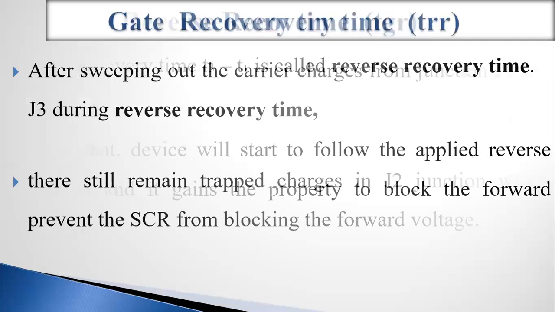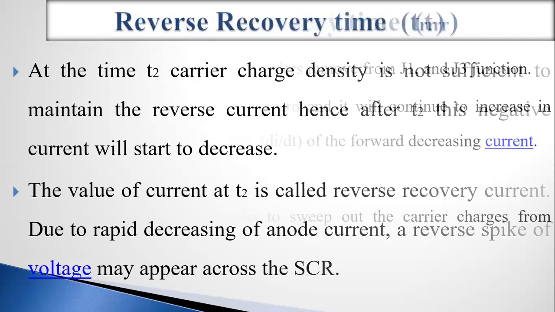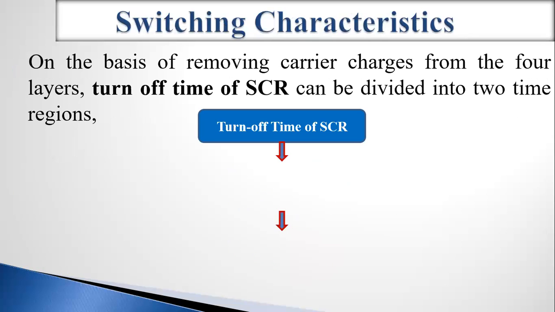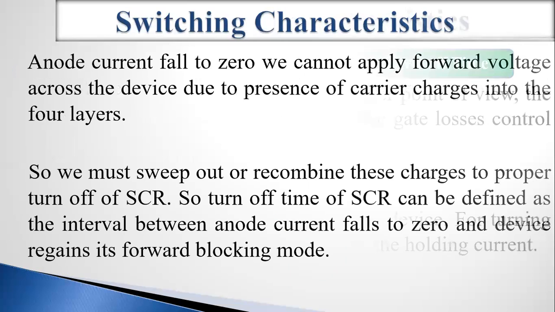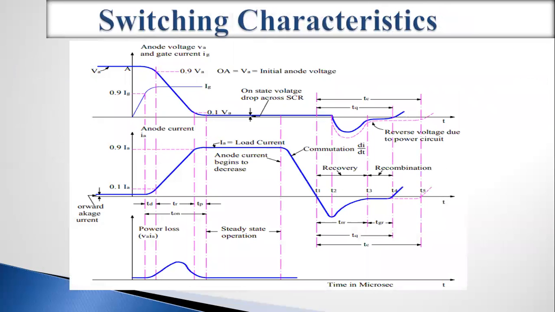Now, when we see the graph, we can understand it easily from the switching characteristic of the SCR. In this graph you can see it. Now we will discuss step by step the whole switching characteristic concept. In the switching characteristic there are two time intervals: the turn on time and the turn off time. The turn on time is divided into three intervals: delay time, rise time, and spread time. The second one, the turn off time, is divided into two intervals: reverse recovery time and gate recovery time.